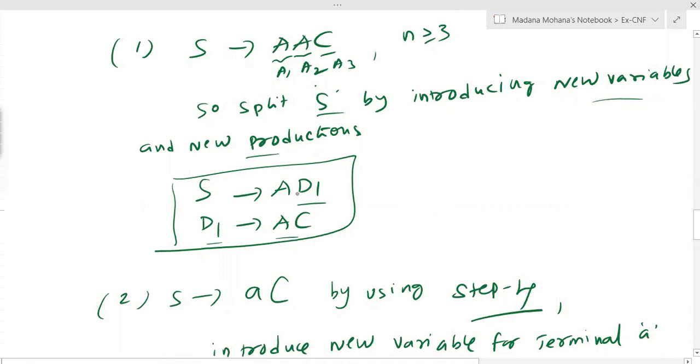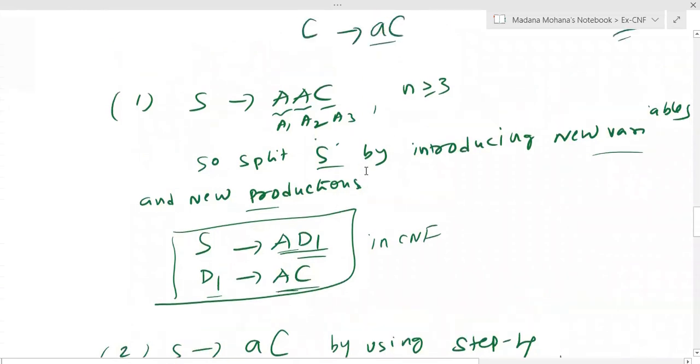Then this will become S derives A D1. So the first variable as it is, and for the right hand side two variables we use another new variable, D1. Now what is D1 here? D1 derives AC. Now we can see S contains 2 variables, A D1, and D1 derives AC. So in CNF, these new productions are in CNF.